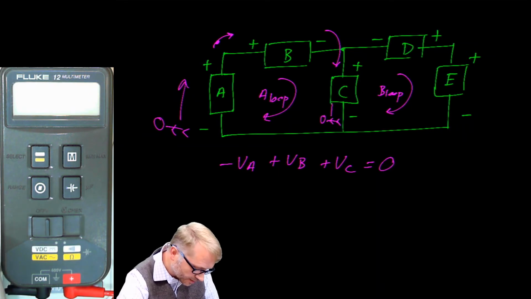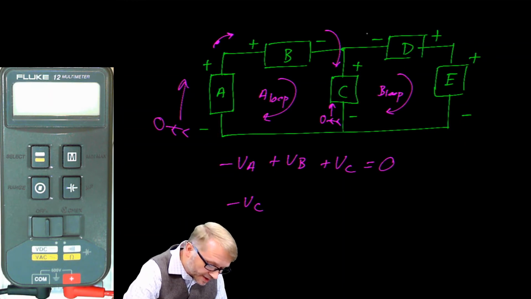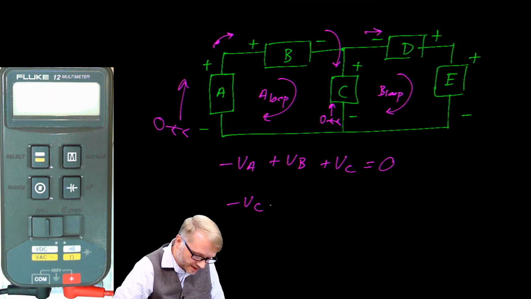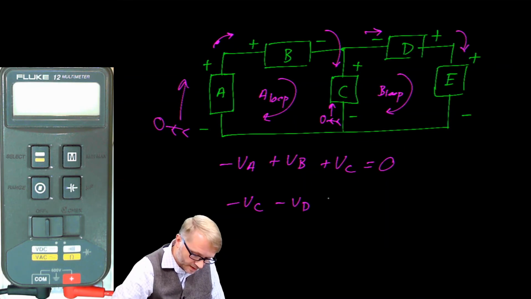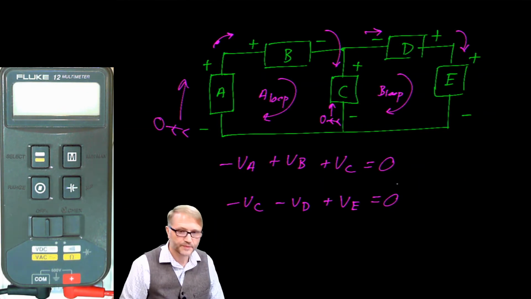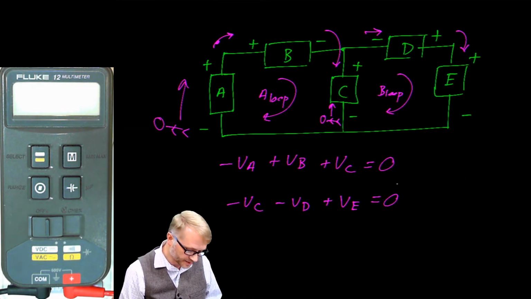The other loop, we'll start here. And again, we'll make that journey. We're entering in on a negative, so we say negative VC. Now we're here. That's another negative, so minus VD. Now we're here. Plus VE is equal to 0. So those are the two equations that describe the voltages in these loops.